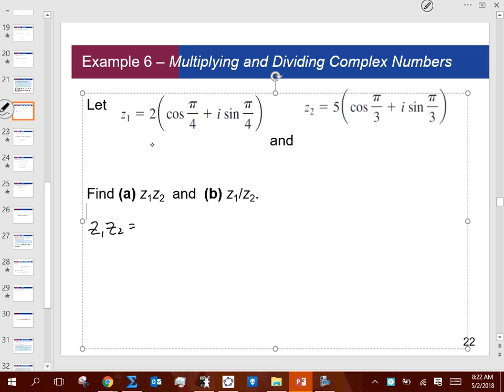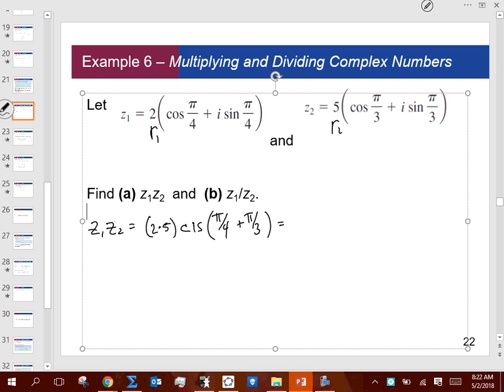The moduli, okay, so this is R1 and that's R2. Do you guys agree with that? Okay, so when I multiply those, we get 2 times 5, and then it'll be cis. And now I take my thetas, pi over 4 and pi over 3, and I add those together.